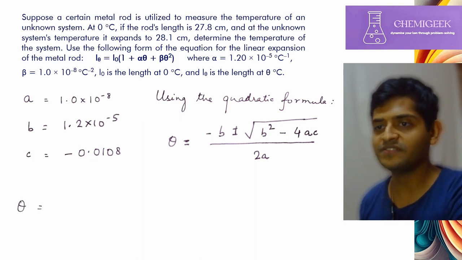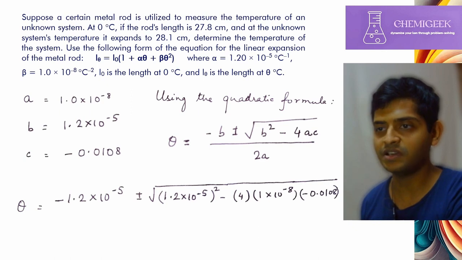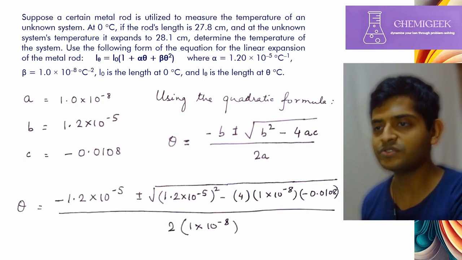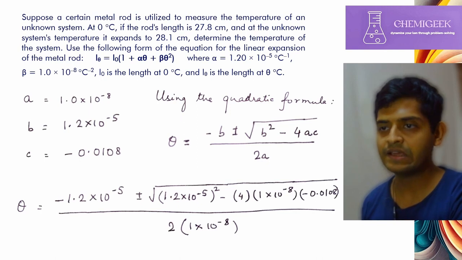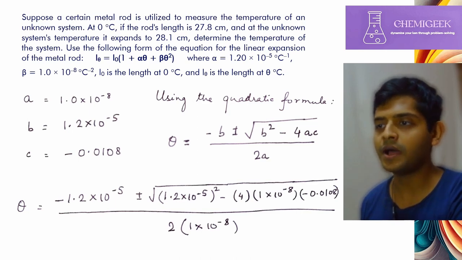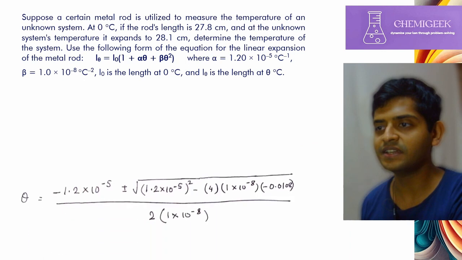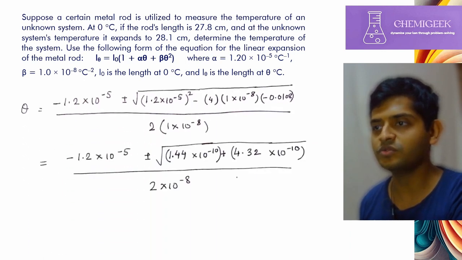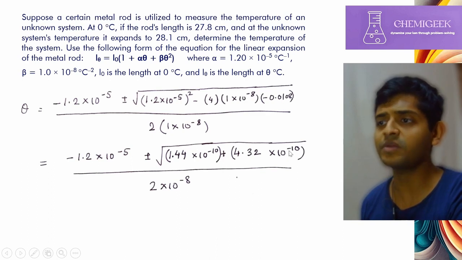So if you put these values in, we are going to get a big equation with all the values, and let us see how to simplify this one by one. So we are just putting the value of b, value of c, and value of a in place in the quadratic equation. Now, as you can see here, we just need to multiply 4 into 0.0108, and that turns out to be 4.32 into 10 to the power minus 10.